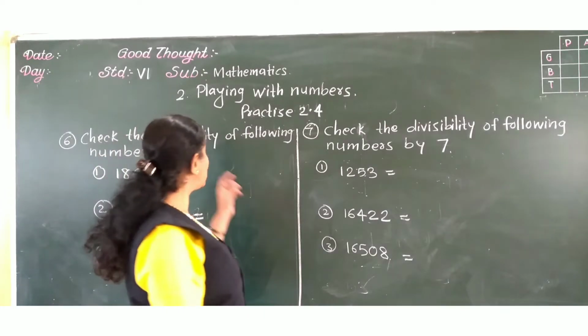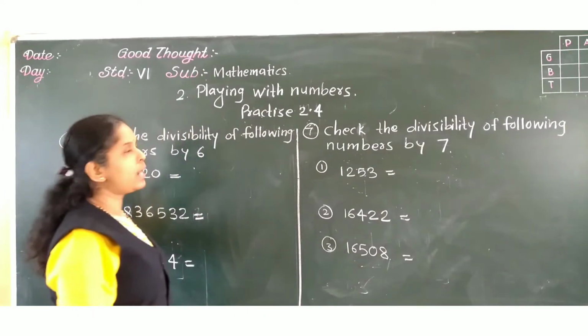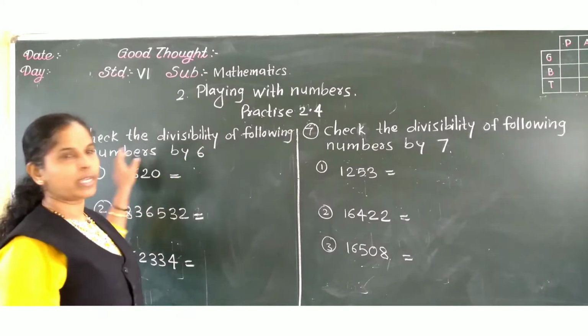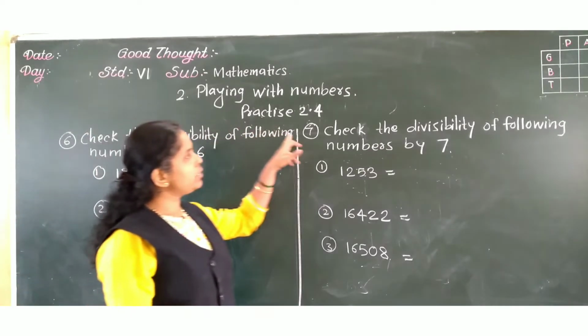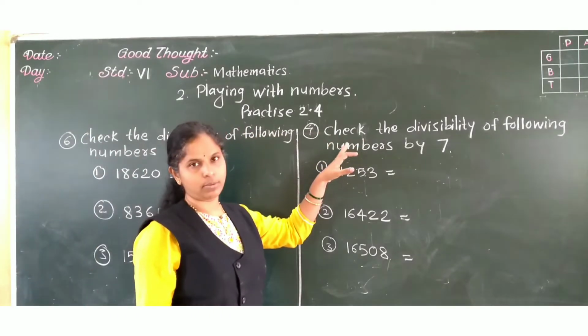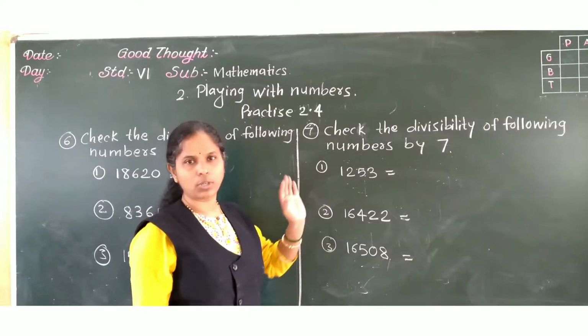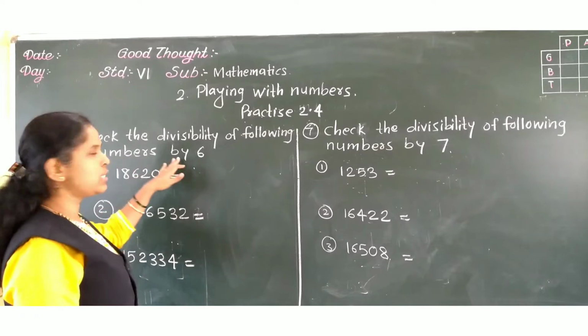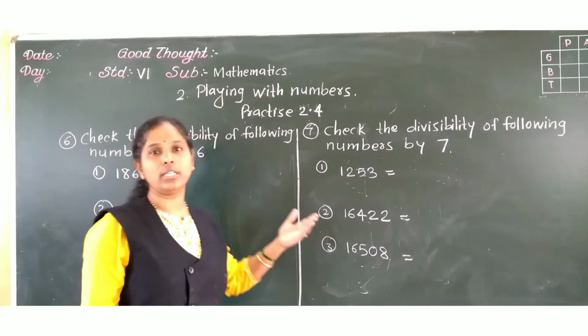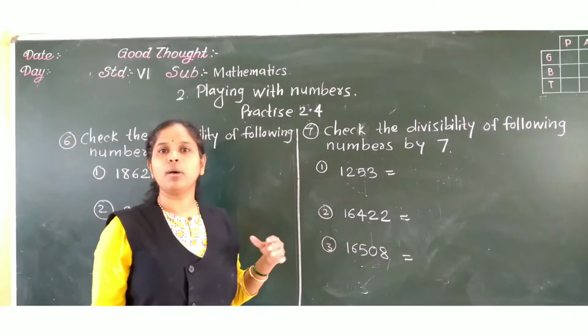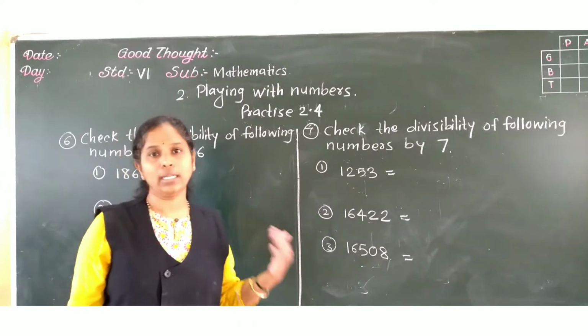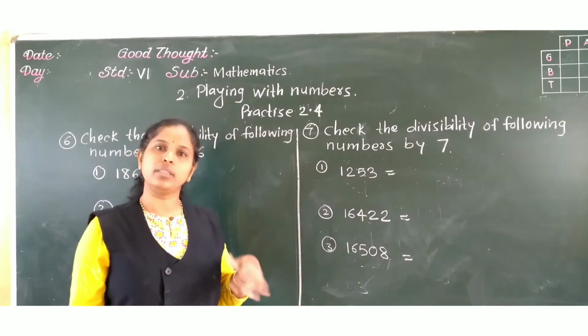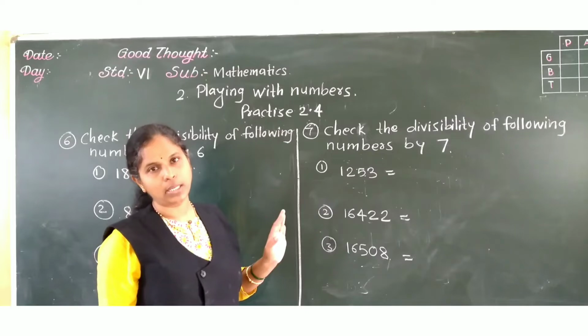Students, today we will solve question number 6, that is, check the divisibility of the following by 6, and question number 7 also, and all other questions also. So see here, check the divisibility of the following by 6. Now what is the test for 6? If the number is divisible by both 2 and 3, then only we can divide that number by 6.